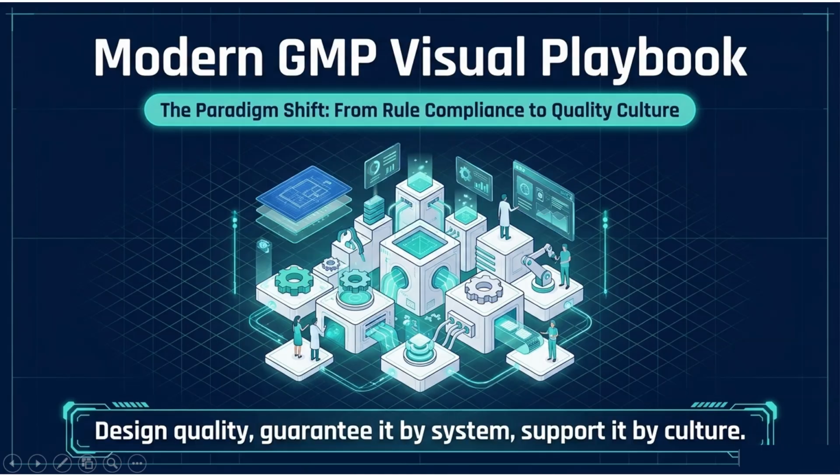Today, we are going to explore the fundamental principles of modern good manufacturing practice for pharmaceuticals. Our main theme is a crucial paradigm shift, moving away from simply checking off compliance rules and moving toward building a true quality culture within an organization. We will learn how to design quality, guarantee it through robust systems, and support it with a strong culture.